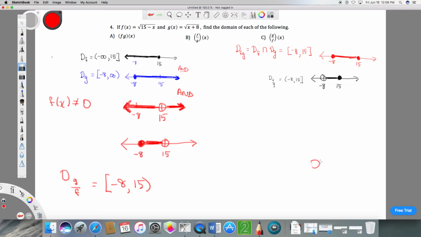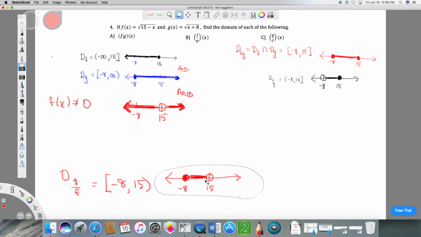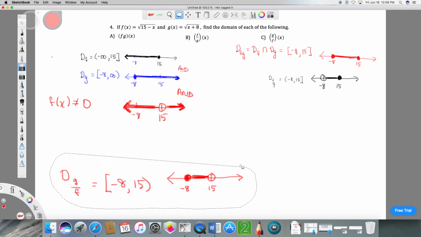So once again, it's not the same as the answer in part A, but it was very similar because we knew that it was going to be either equal to that answer exactly or have additional restrictions. And that's what it ended up having. It had the additional restriction that 15 caused division by 0, so we had to throw that out.